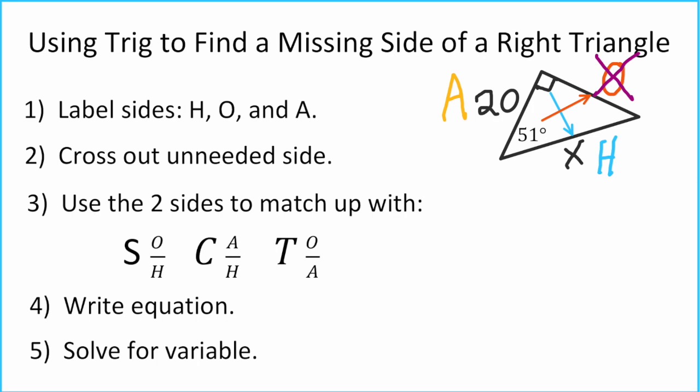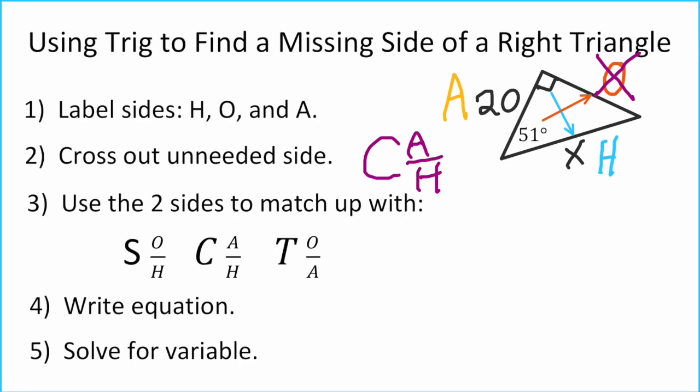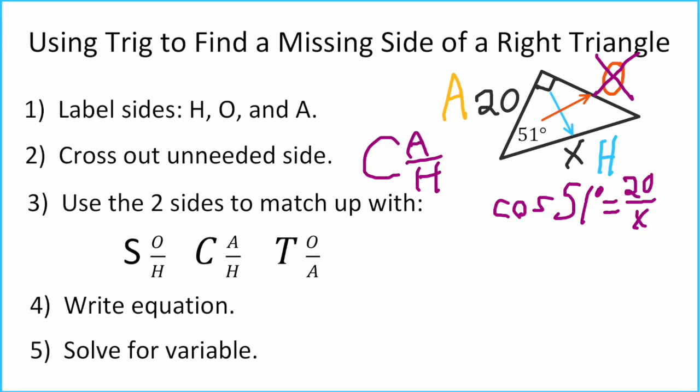And the crossing out, that's entirely up to you. I'm just giving you the way I think is the best way to do it. All right, moving on. We crossed out our unneeded side, so we have A and H. That means we're using CA. We're using cosine, and now we can write our equation. Cosine of 51 degrees equals 20 over x.